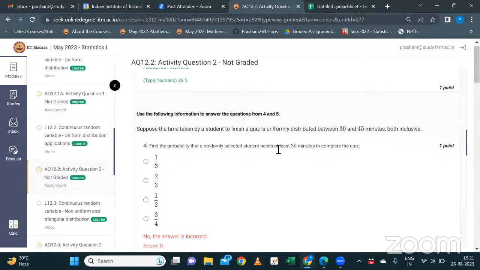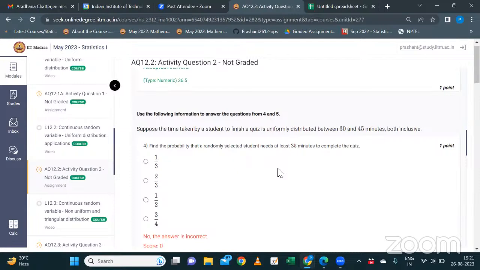I didn't get this, so I wasn't able to do it. Why? What is the problem? Where exactly are you facing difficulty? Are you facing difficulty understanding the statement or something like that? I didn't understand how to calculate at least 35 minutes. Okay, what is the meaning of at least 35? It should be 35 and it can also be more than that.